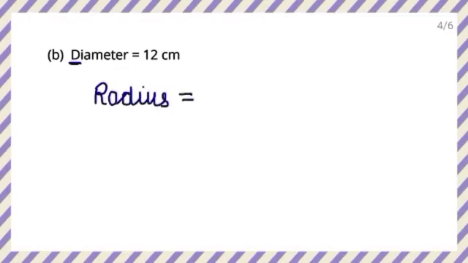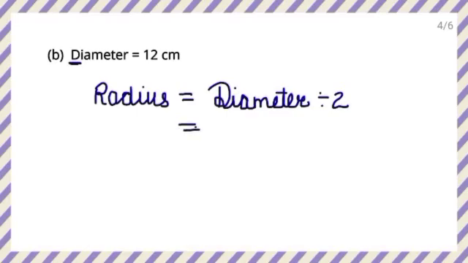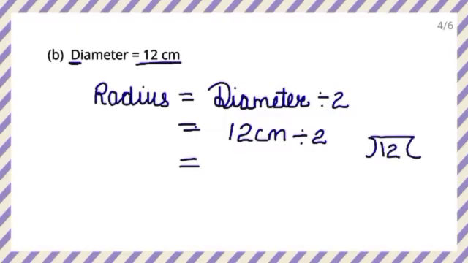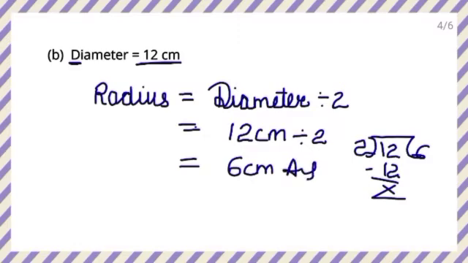is equal to diameter divided by 2. Radius is equal to, what is the diameter here? 12 centimeters. So put 12 centimeter divided by 2. So 12 centimeter divided by 2. When you divide 12 by 2, 2 6s are 12, right? So what are you getting? 6 centimeter. This is the radius.